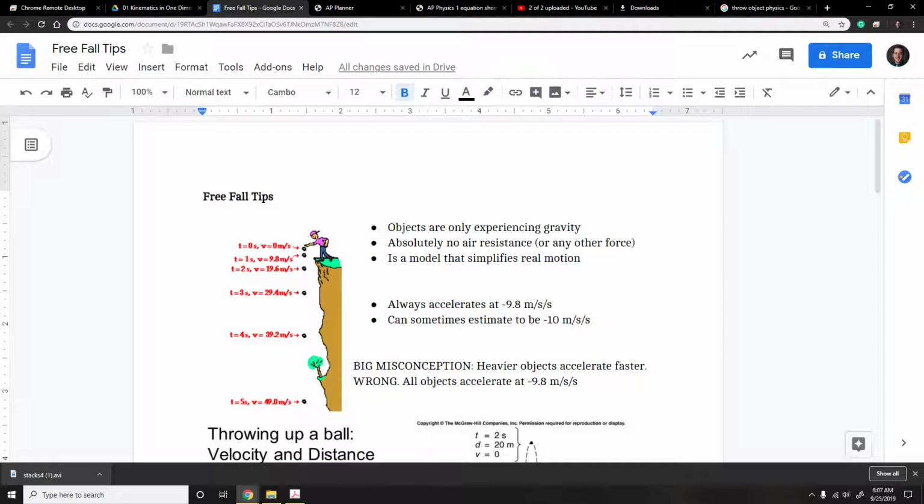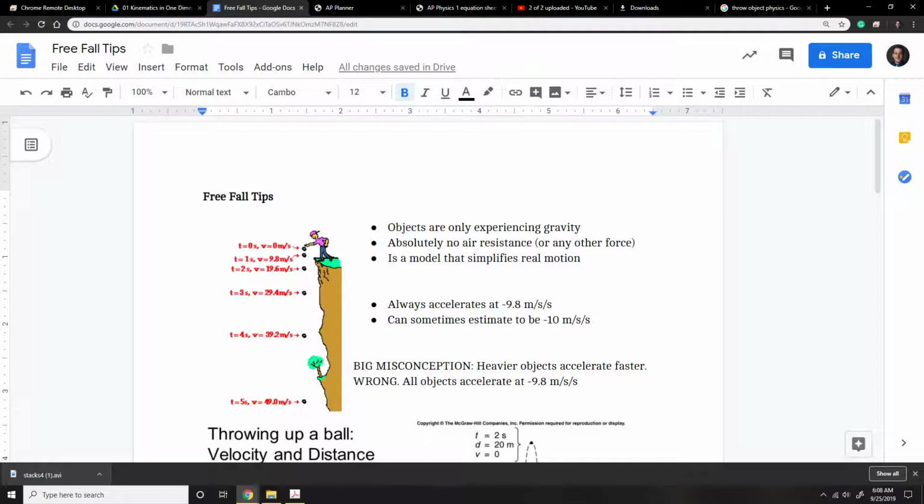First of all, free fall. If an object's in free fall, it means that it is only experiencing gravity. So the only force on it is gravity. That means there's absolutely no air resistance or any other force. For example, if we drop a feather on Earth, that feather is going to bump into air molecules and it's going to float down to the ground. That is not free fall.